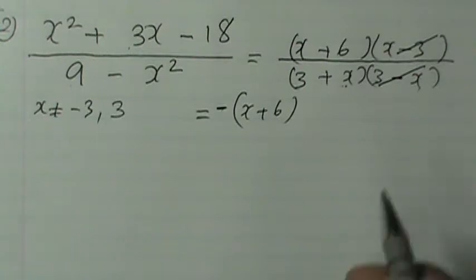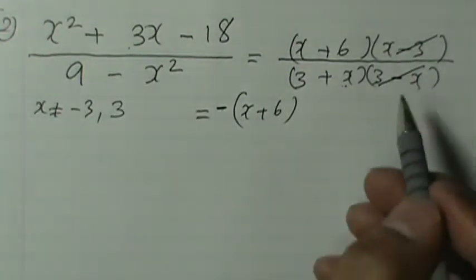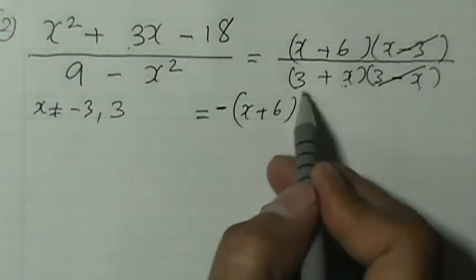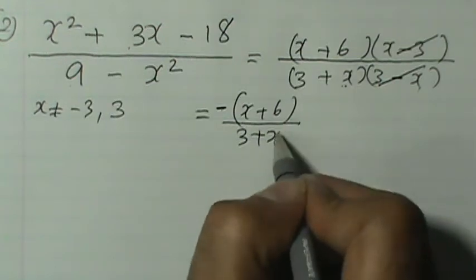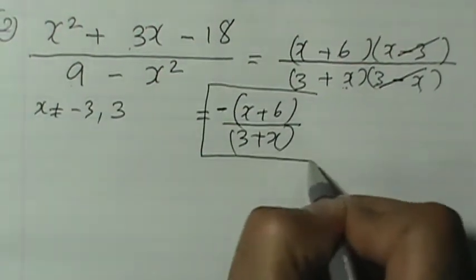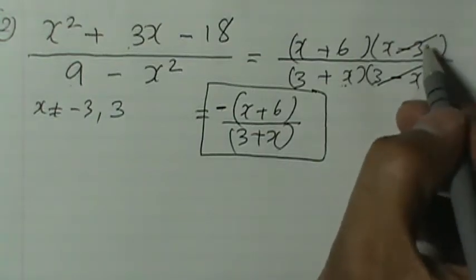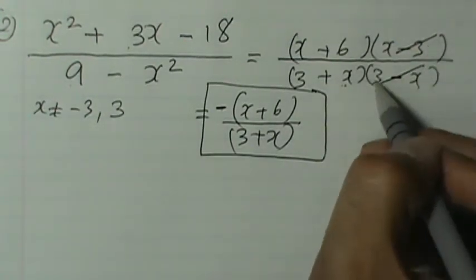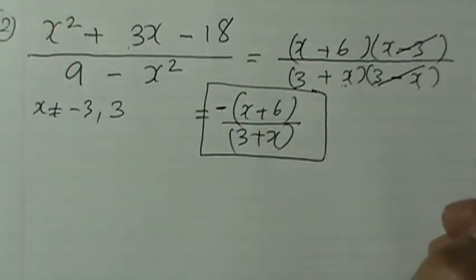I'll show you why these two simplify to negative 1. Let me finish this first. Now we are only left with 3 plus x on top, and the bottom would be 3 plus x. Now this is in simplest form. Now I'm going to go back and show you why, when you reduce x minus 3 and 3 minus x, the answer would be negative 1, not positive 1.